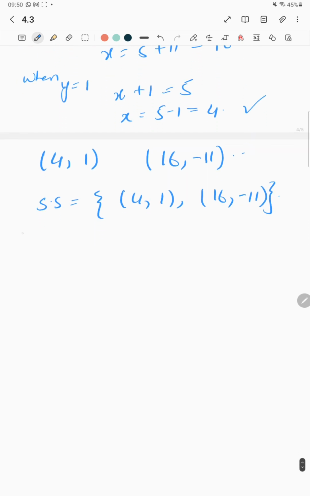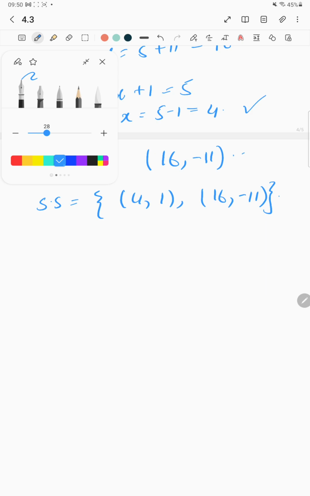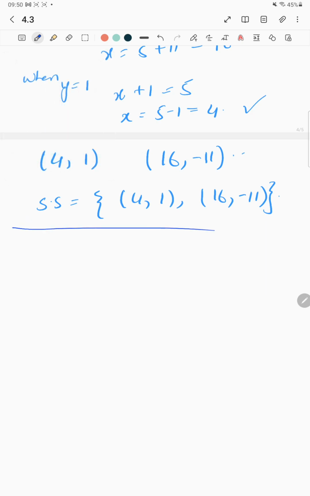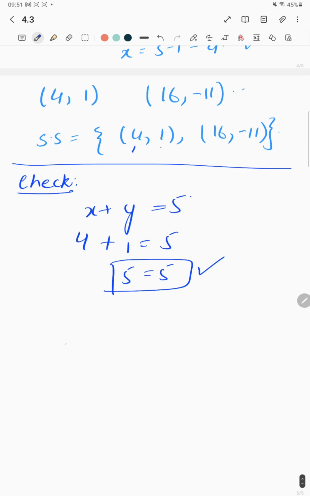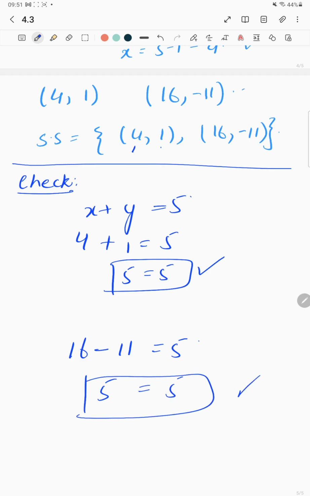Now, I can also check if I have done it correctly or not. Check. Taking equation A, x plus y is equal to 5. Now put what is x here: 4 plus 1, which is equal to 5. 5 is equal to 5, so this solution is correct. Checking the next solution, 16 minus 11 should be equal to 5, which is equal to 5. So both of our solutions are correct.